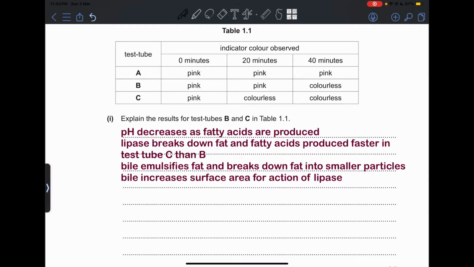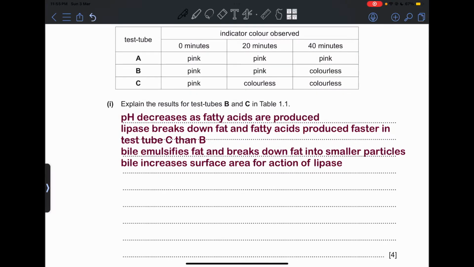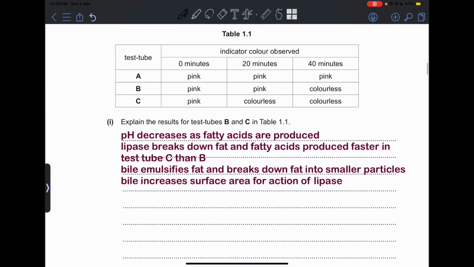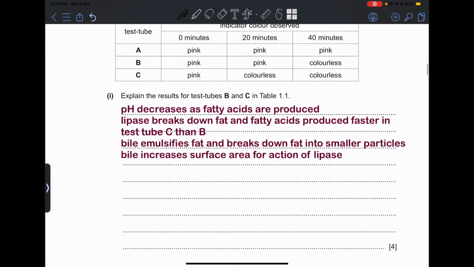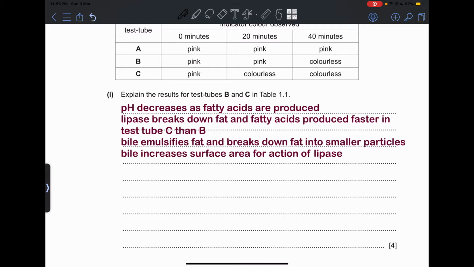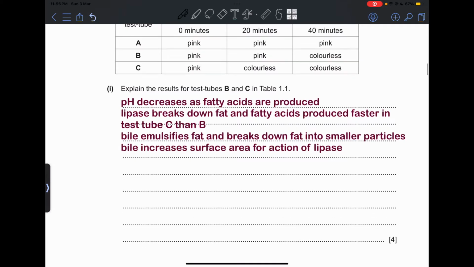First of all, we can see that the pH decreases as fatty acids are produced. Lipase breaks down fat and fatty acids are produced faster in test tube C than B. So like I said, test tube C was taking less time than B to become acidic because it has lipase, which breaks down fat faster because it's an enzyme, and bile emulsifies fat and breaks it down into smaller particles, and the bile increases surface area for action of lipase. So this is what you should say, why there is a difference between the results in B and C.